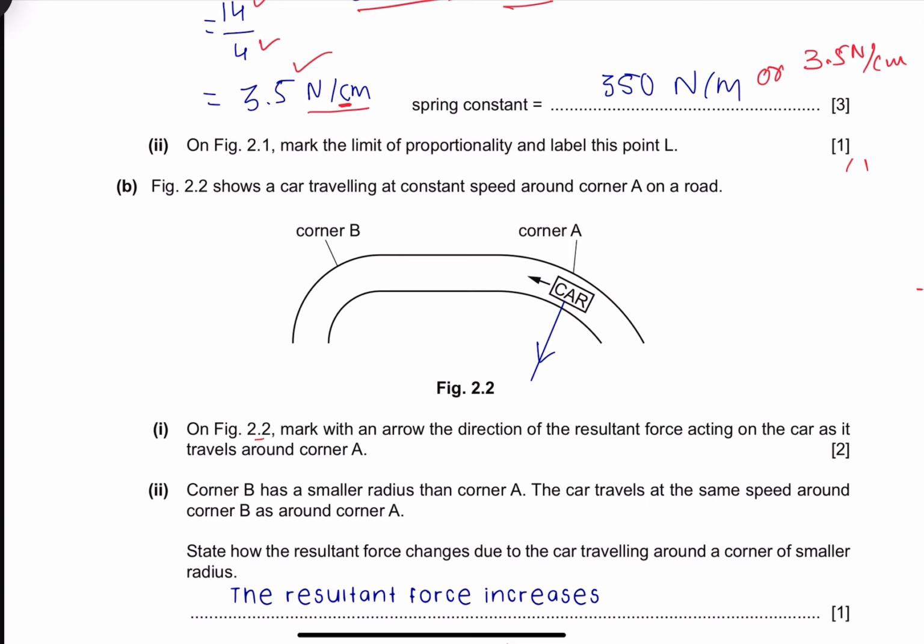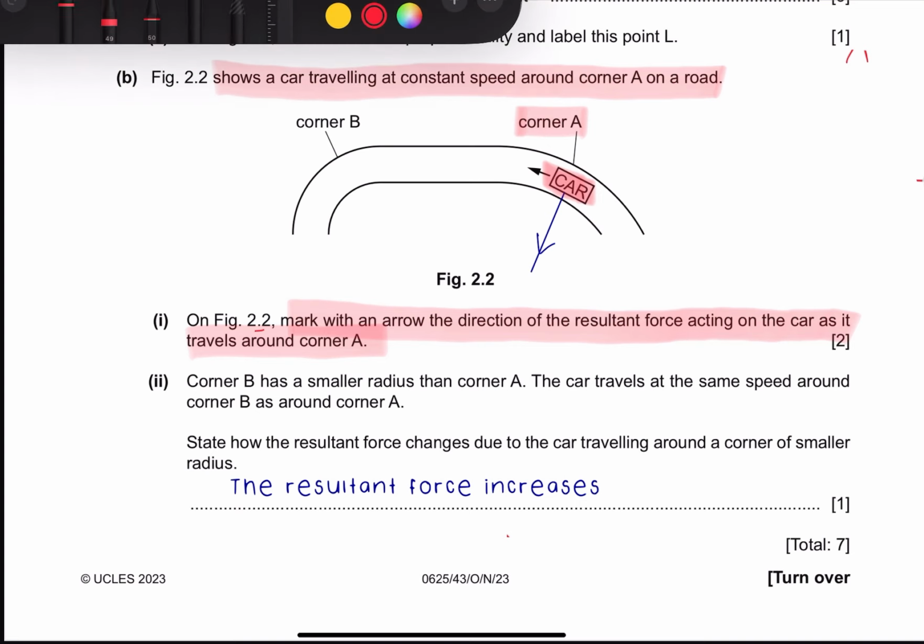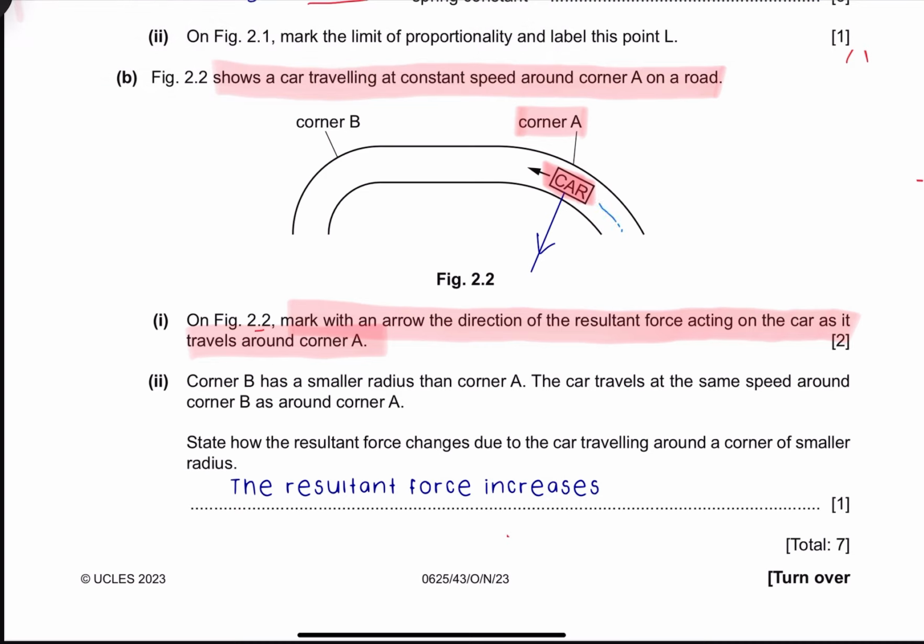In part B, the figure shows a car traveling at constant speed around a corner at point A. This is corner A, and this is the car. We have to mark with an arrow the direction of the resultant force acting on the car as it travels around the corner. As we know, whenever an object is moving in a circular path, the direction of the resultant force will always be toward the center of the circle. If you consider this path as an arc of a big circle, this is a possible center of the circle. So this is the direction of the force.